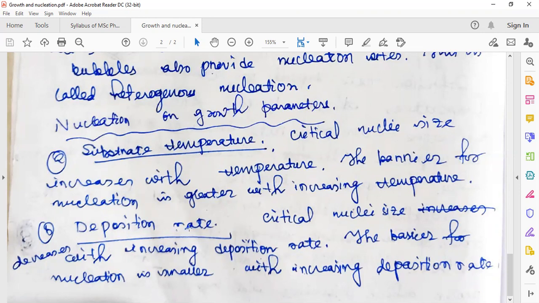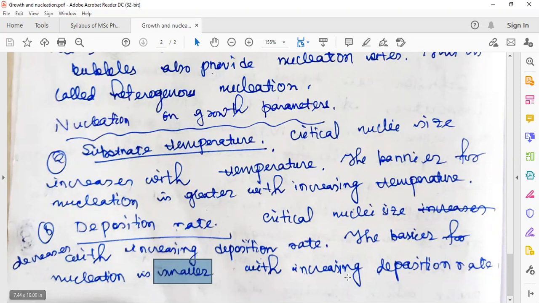The barrier for nucleation is smaller, which means nucleation can take place easily, with less effort. Unlike the previous case of substrate temperature, where nucleation needs a lot of effort because higher temperature means higher nucleus size, here a higher deposition rate will facilitate easier nucleation.